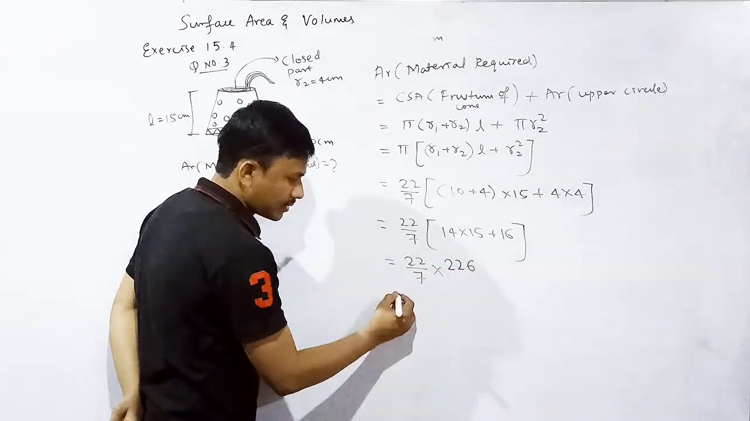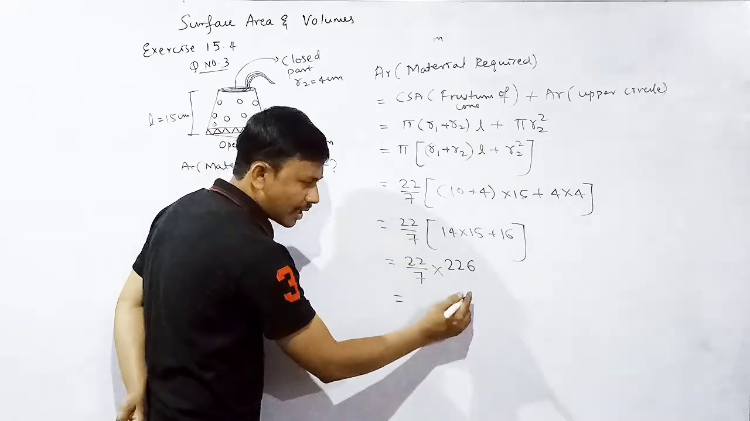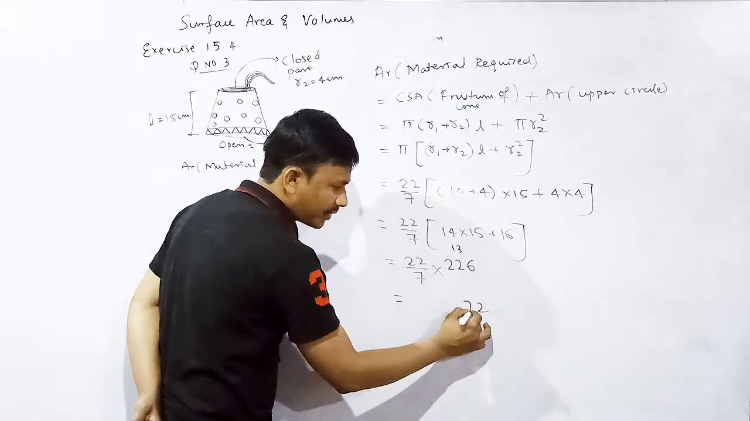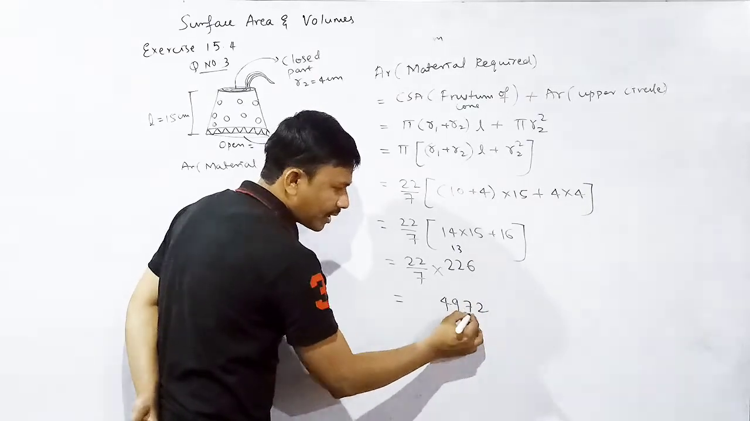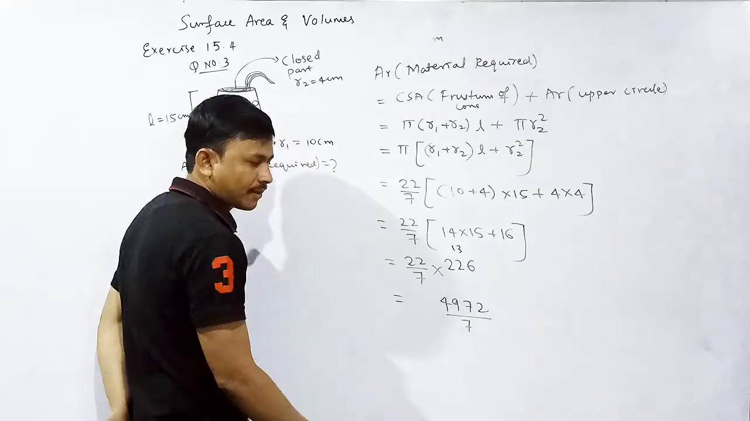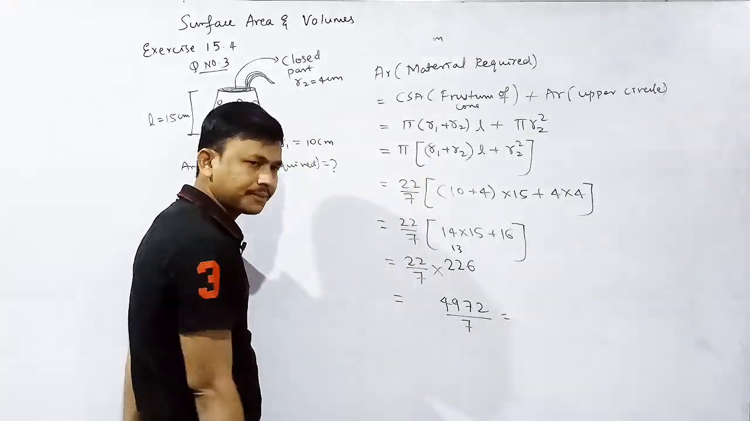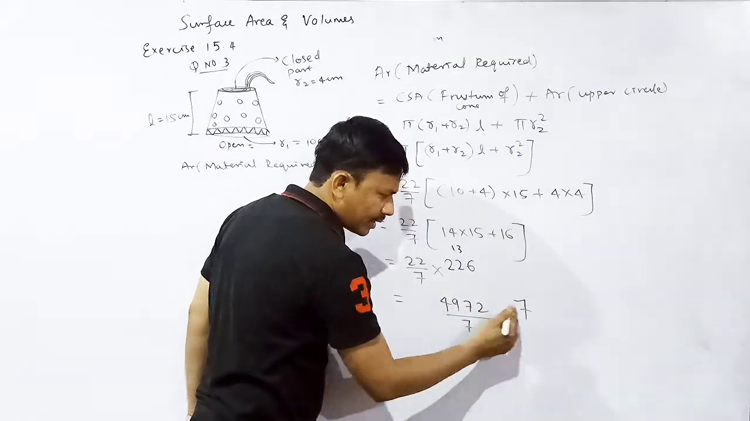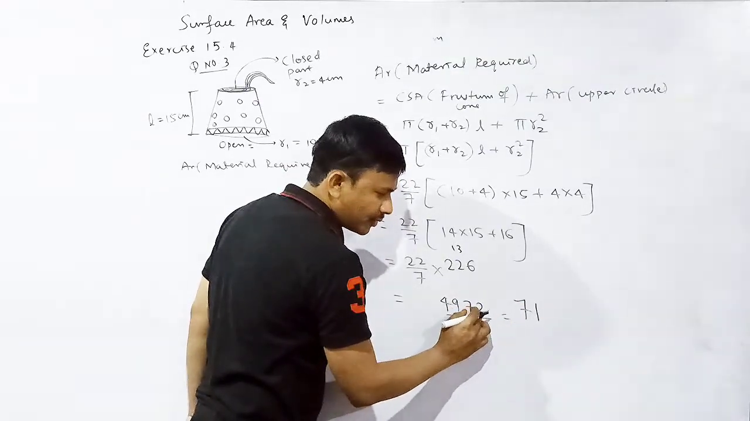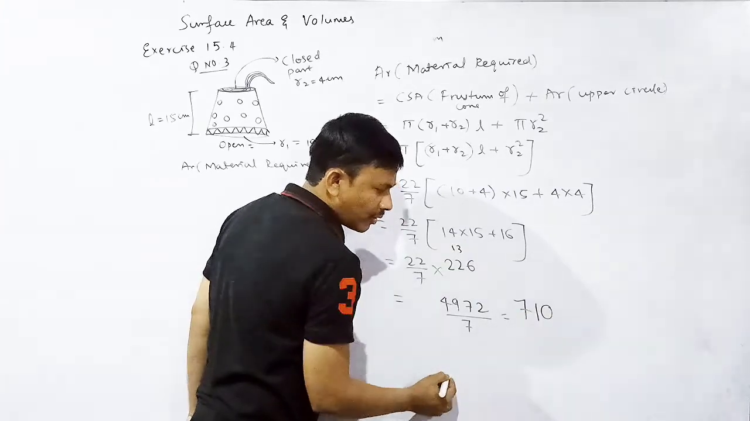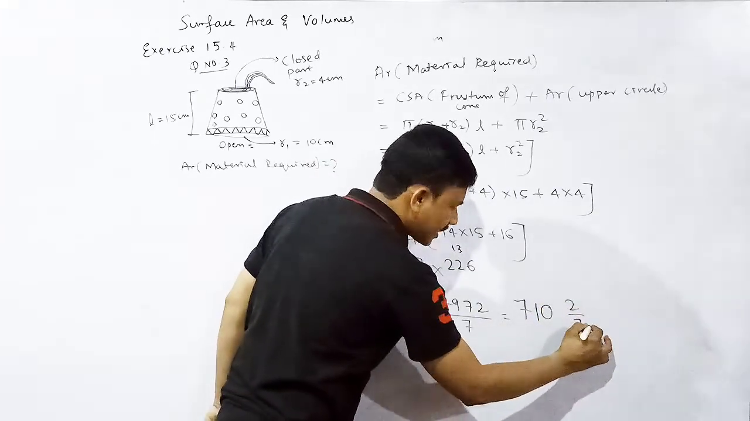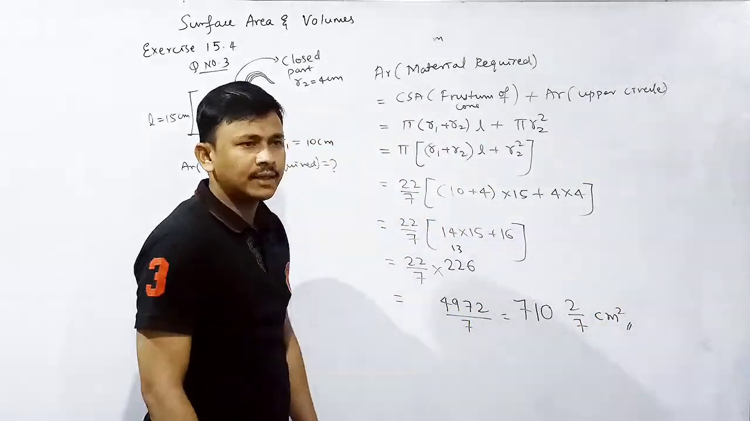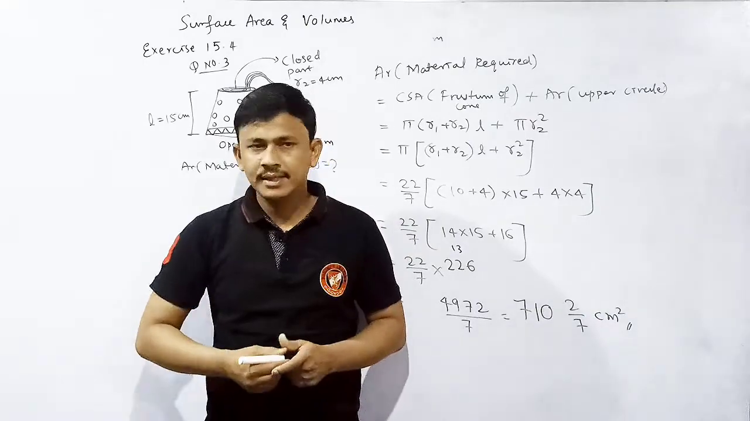226. Next, this is equal to 22 into 226, which is 4972, divided by 7. Mixed fraction or this number, this is the answer. Mixed fraction is the answer. Okay, 7 7s are 49, 7 1s are 7, 2 remaining, 10 decimal. Then 2 divided by 7 centimeter square. 710 integer 2 by 7 centimeter square.